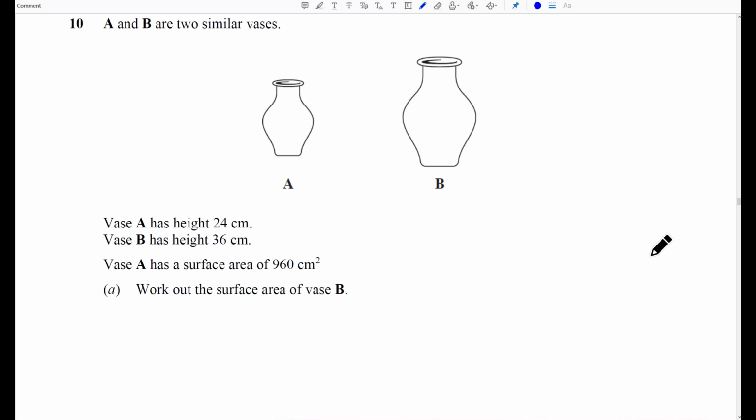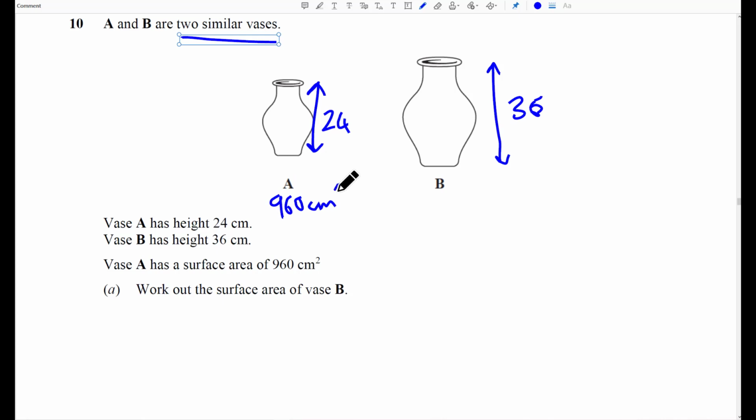Okay, question 10. Similarity. I do love similarity questions. And it's going to be even easier if it's on a calculator paper. Base A has height 24, base B has height 36. Let's just draw on these things, diagrams to help us. 24, 36. Okay, base A has a surface area, work out the surface area of base B.